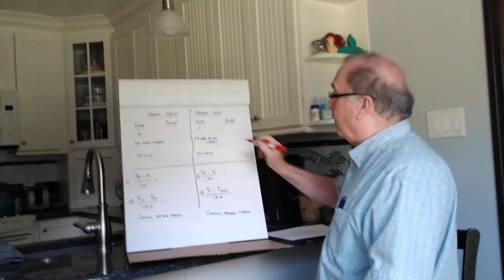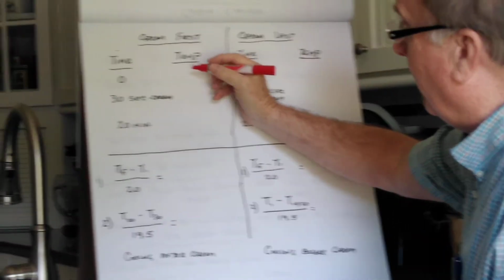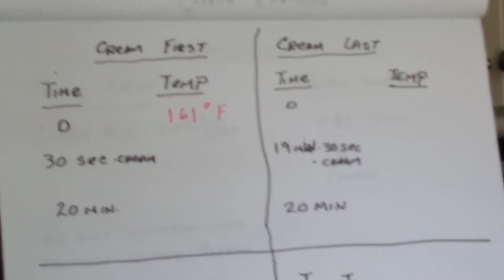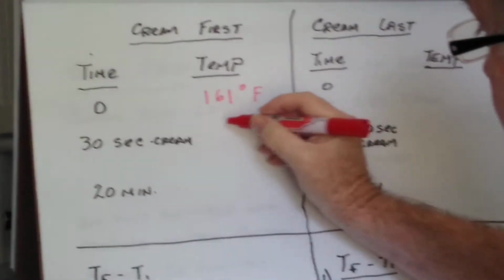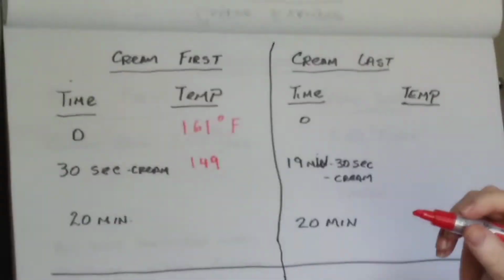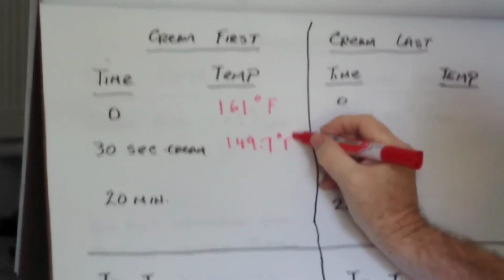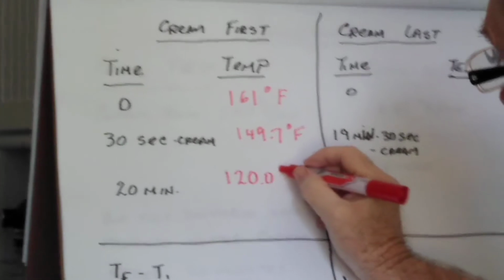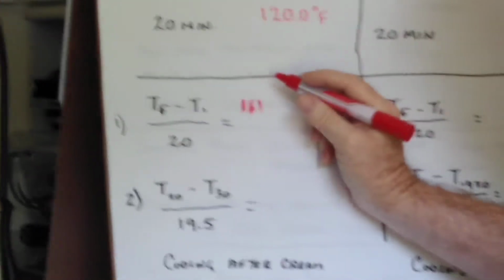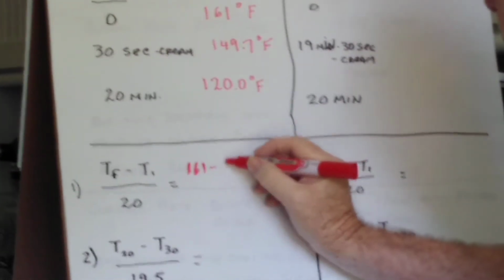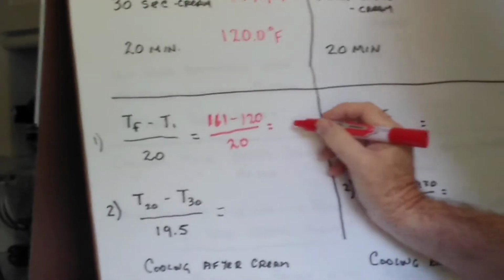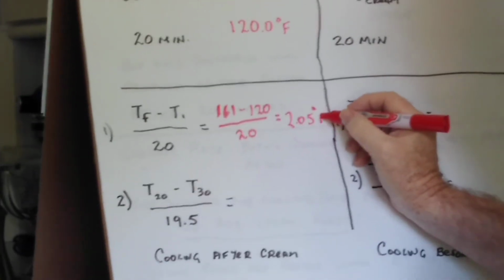This is how the results turned out. In the cream first scenario, when we took the coffee out and measured it immediately, we had 161 degrees Fahrenheit. We waited for 30 seconds, added cream, stirred it, and measured, and we got 149.7 degrees Fahrenheit. When we came back after 20 minutes and measured, we got exactly 120 degrees Fahrenheit. So our initial temperature was 161 and our final temperature 120. We subtract, divide by 20, and come up with 2.05 degrees Fahrenheit per minute.